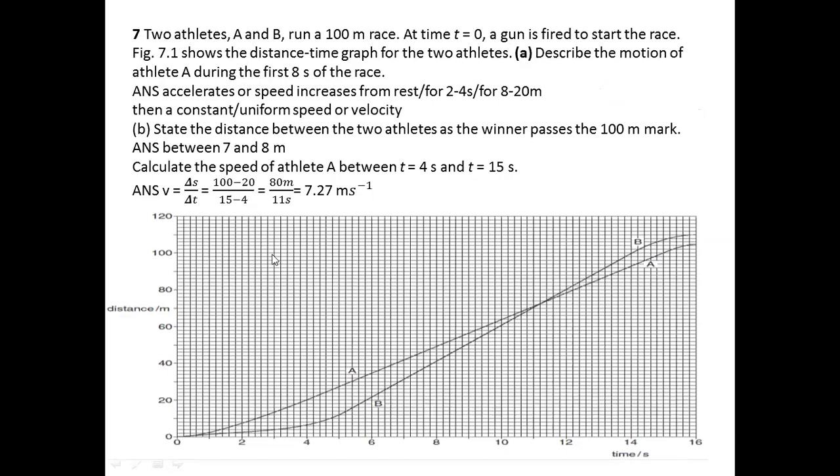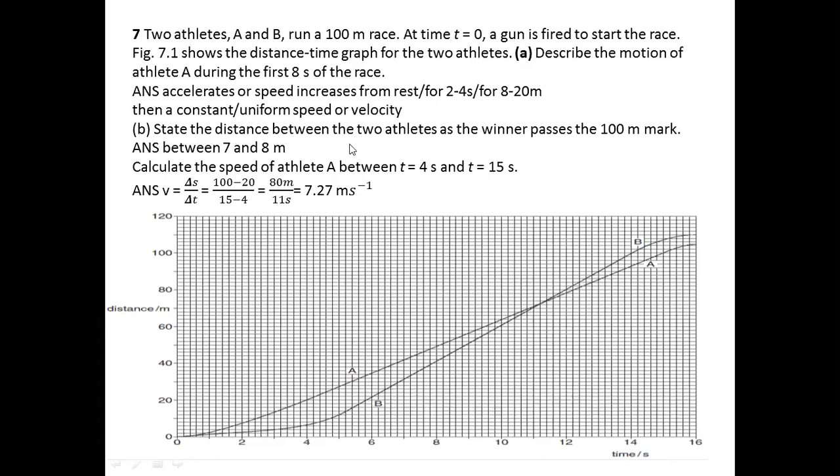So what is happening to the motion of person A in the first 8 seconds? You can see that it is a distance-time graph. It is a curve at the start and then a straight line. So what is happening basically? It accelerates, or speed increases from rest, and then speed becomes constant. When we have a straight line for a distance-time graph, speed is constant.